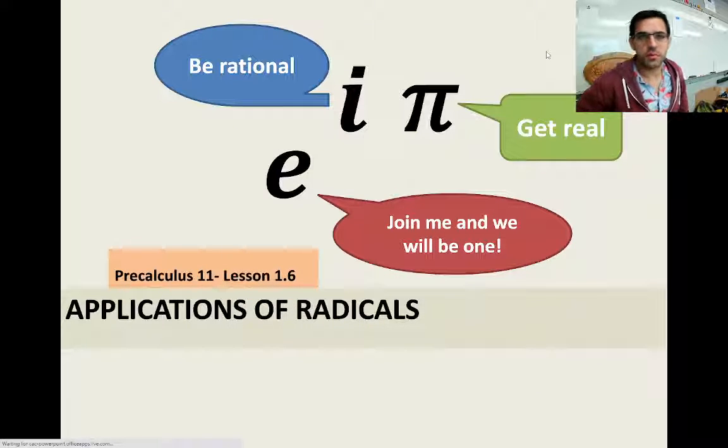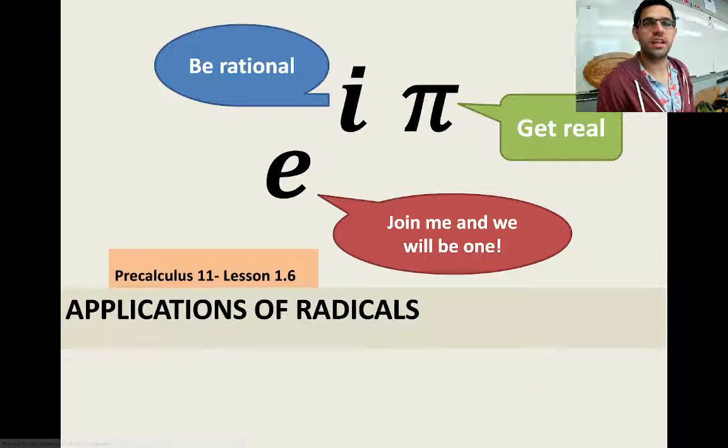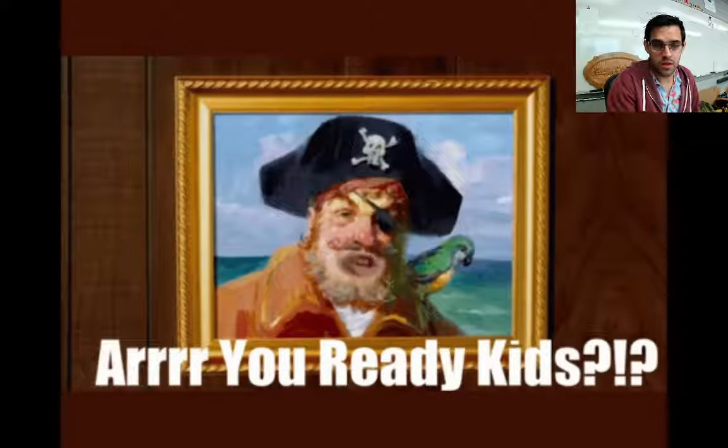Alright, this is lesson 1.6 of our Precalculus 11 class. Unit 1 is called Radicals and Rational Exponents. Lesson 6 is called Applications of Radicals. Are you ready?